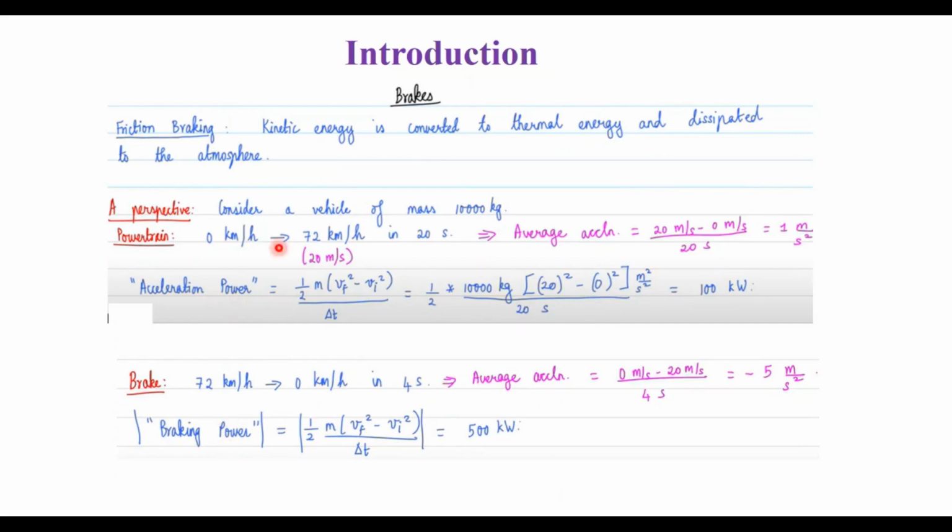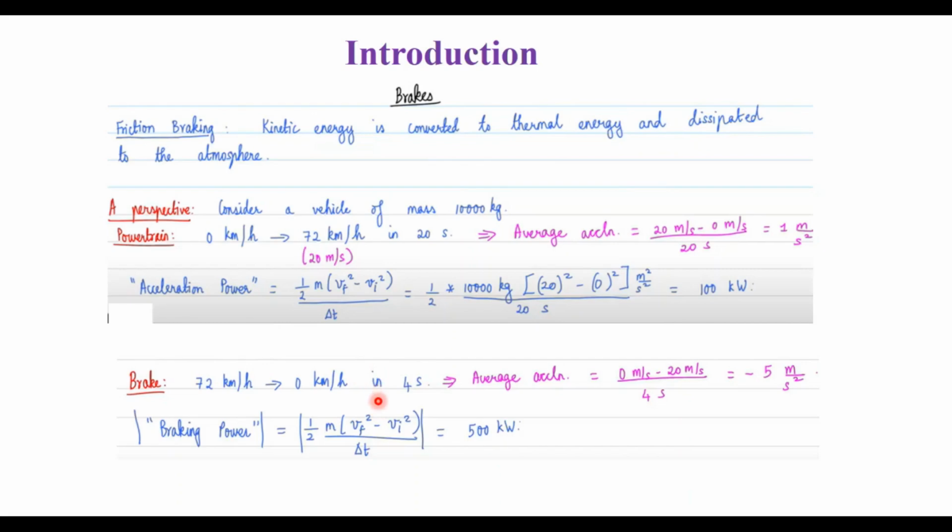Say, for example, in 20 seconds you are reaching from 0 to 72 kilometers per hour, which is nothing but 20 meters per second. The 72 kilometers per hour is nothing but 20 meters per second. Now, from 20 meters per second to 0 meters per second, you are achieving in 4 seconds in the case of brake. You are decelerating, which means you are reducing the speed. That's why it's called deceleration power or braking power.